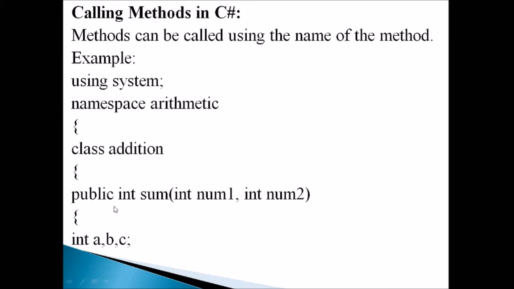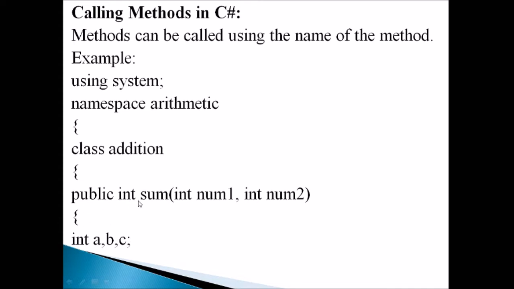Within the class, the method is declared here. The declaration statement for the method is public int sum. Here sum is the method name, int is the return type, and public is the access specifier. The method has the parameters num1, num2 with the data type integer. This is the method declaration statement.